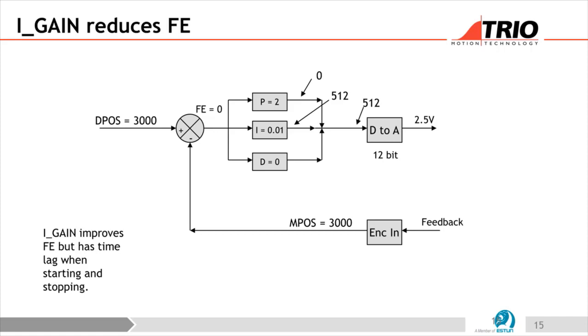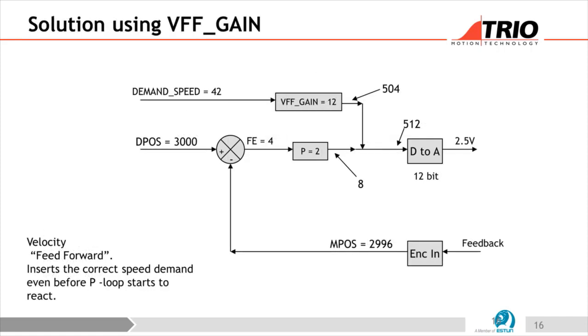But it is quite a tricky thing to do. And although we have the facility to do that, 95% of all systems don't use it. They just use P gain as required to keep things in position, and something called VFF gain. And we can use that because in our software we know what speed we want to do. So if we multiply that by some factor, we can actually output the voltage that we want to do that speed even before any P loop is trying to output it.